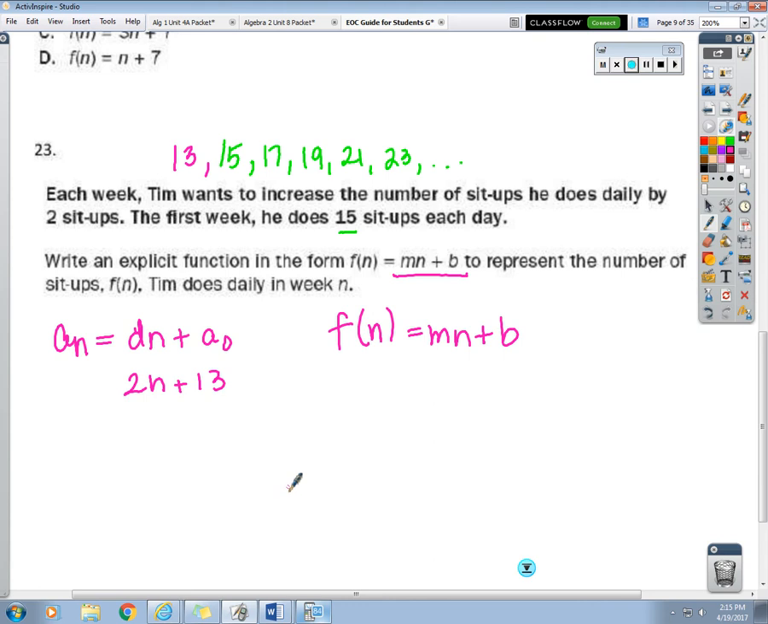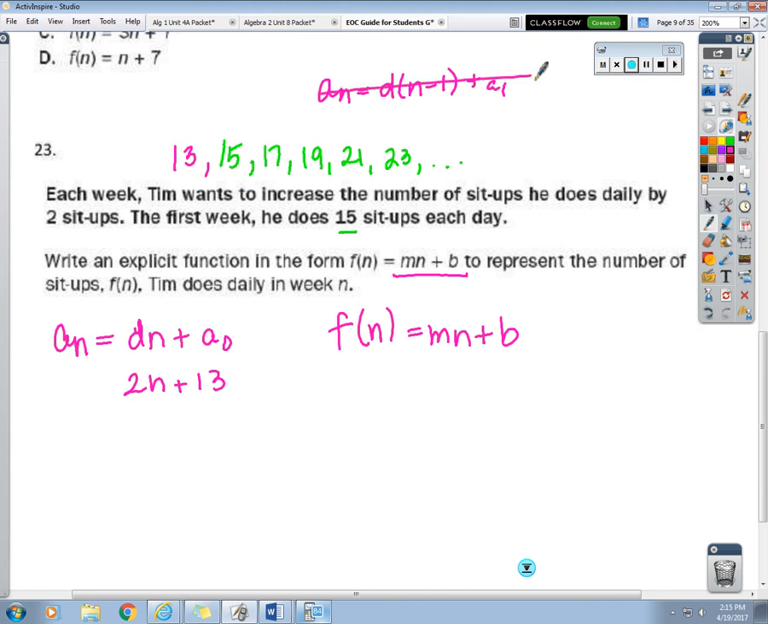Yes? Yes, Samantha? We did. Well, I taught you the real formula. A sub n equals d times n minus 1 plus a sub 1. But this is like a little cheat method if you can remember it.